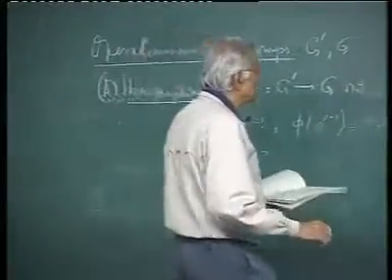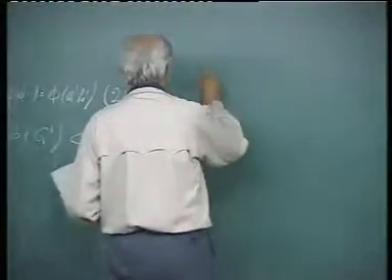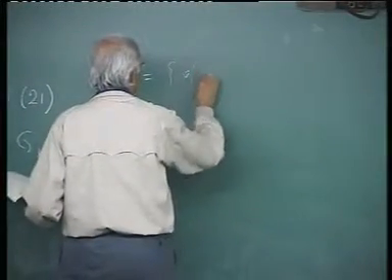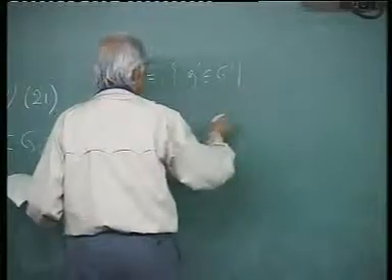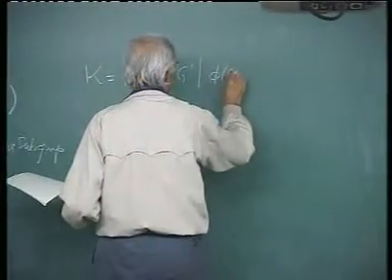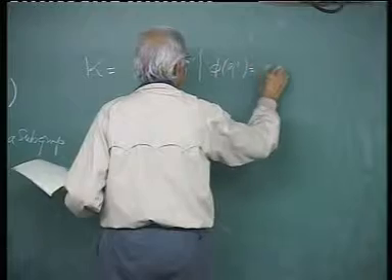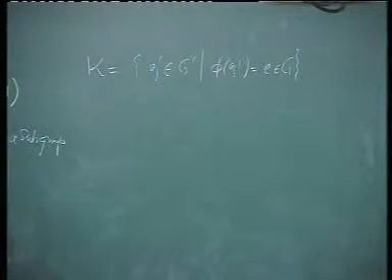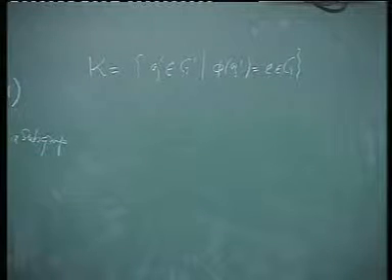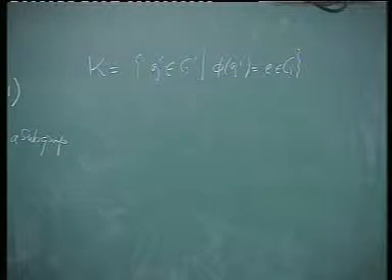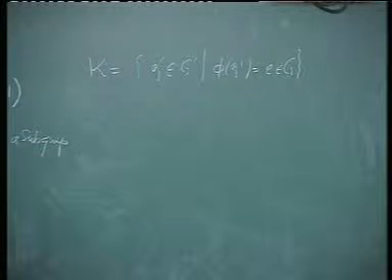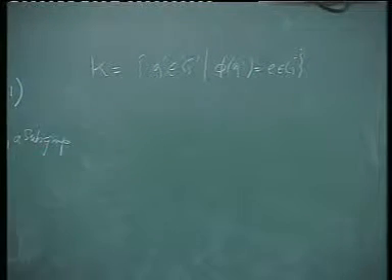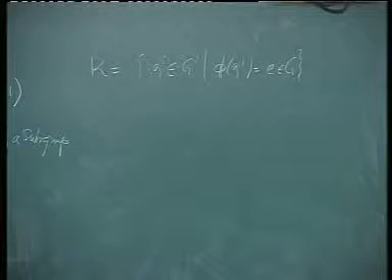So given a homomorphism, here is a very important concept. Take all those elements in the left hand side such that the images are the identity of the right hand side. Can you see that this is a subgroup of G prime? Can you see it? That is a subgroup of G prime?